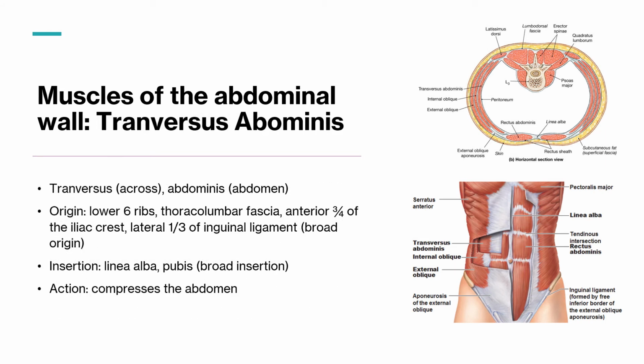Muscles of the abdominal wall. Transversus abdominis. Transversus means across, abdominis is abdomen. It is the innermost layer. It is the innermost muscle of the abdominal wall. And it has a pretty broad origin and a broad insertion. I'm not even going to bother to read these out. But its action is to compress the abdomen.